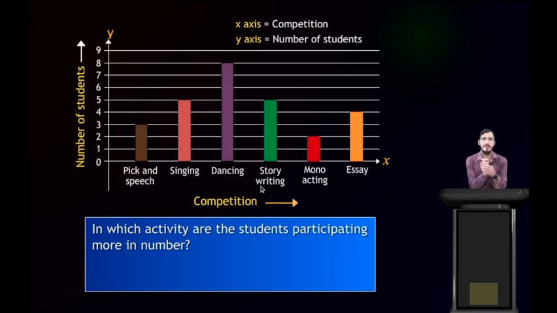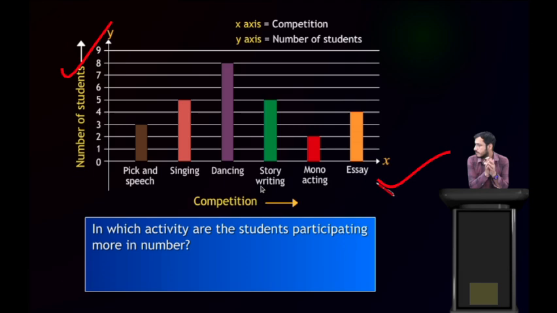So students, we can represent the data in a pictorial form, or you can see the bar graph here. On the x-axis we have competition, and on the y-axis number of students. Pick and speech, singing, dancing, story writing, acting, and essay. Now, in which activity are the students participating in more numbers? You can see the graph here and tell me the answer.